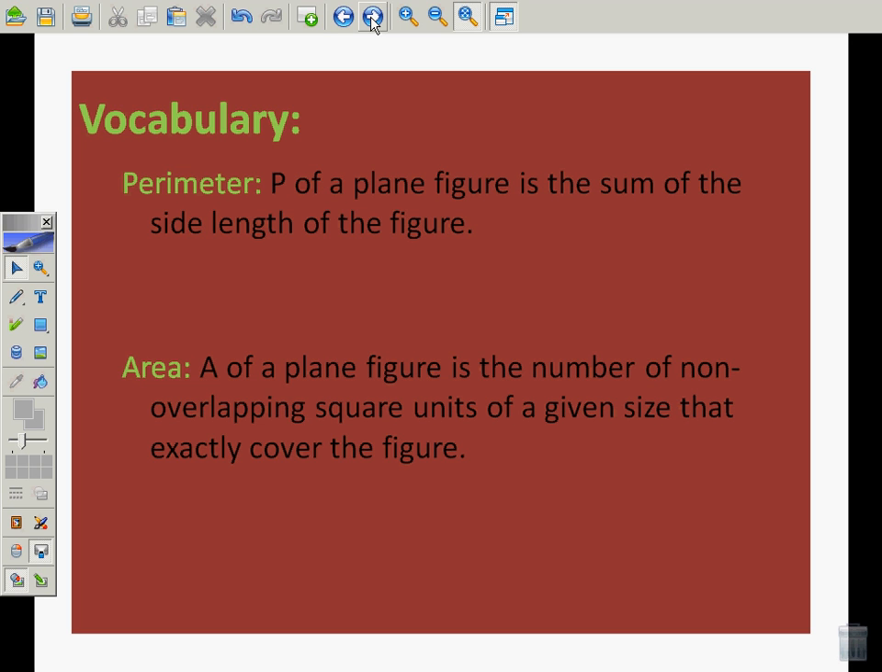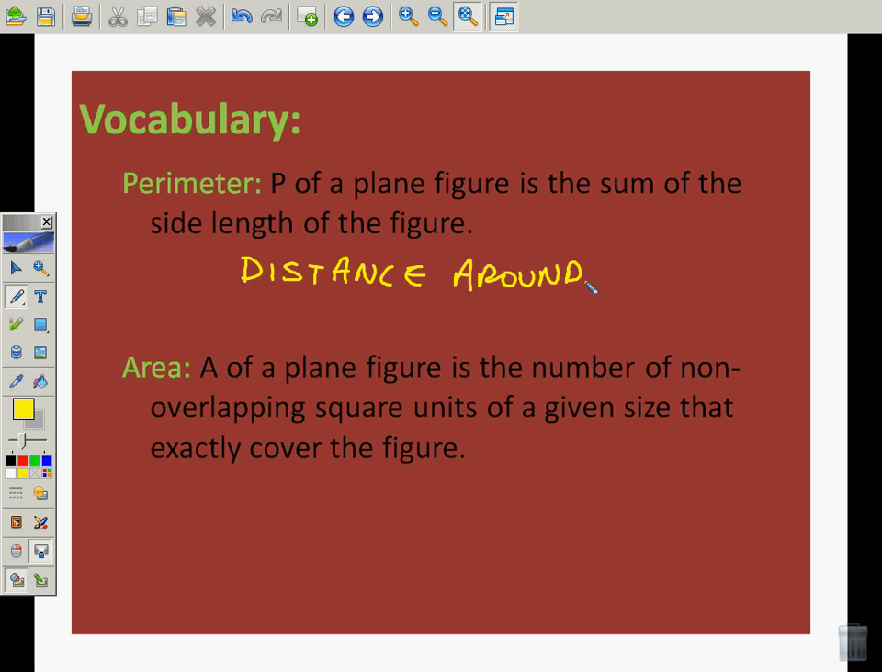Perimeter of a plane figure is the sum of the side lengths of the figure. Okay, the distance around. That's another way that I'm going to put it. If you're out there taking notes, you can just shorthand it, because the distance around is going to tell us how far it would take to get around. So if I was going to walk around this figure, how long would it be? Okay? At the bottom, area.